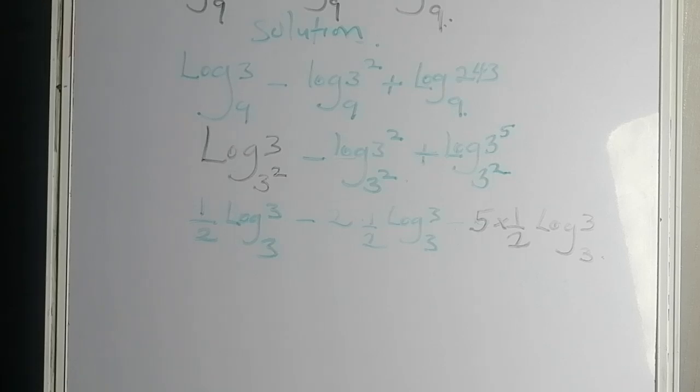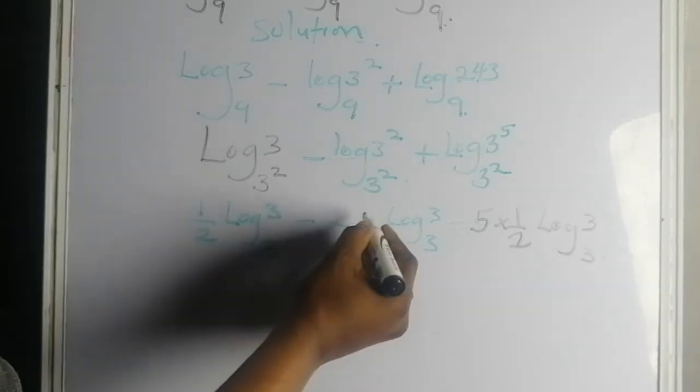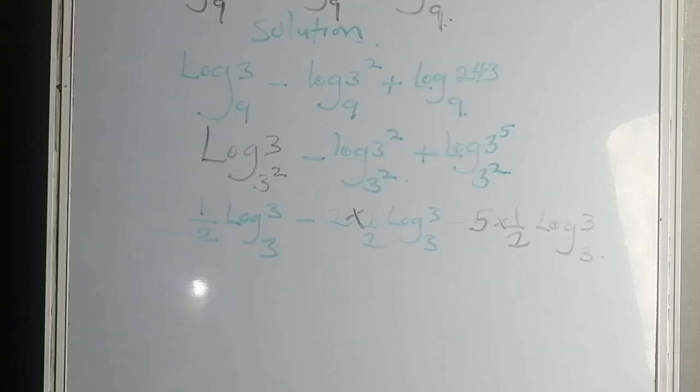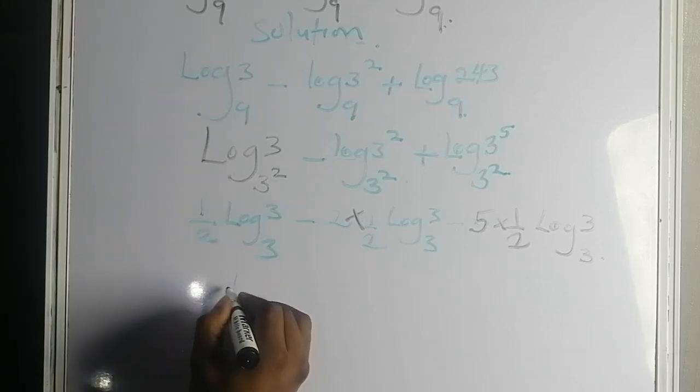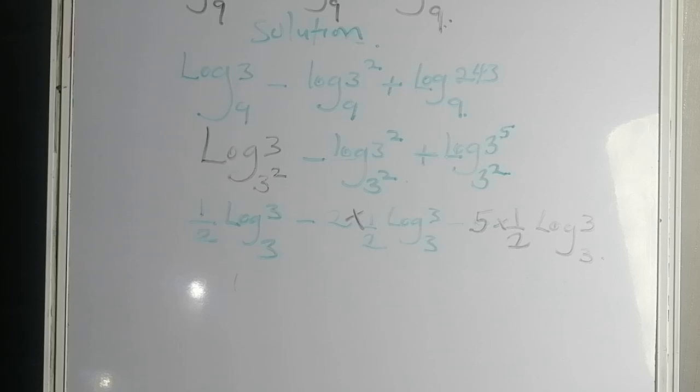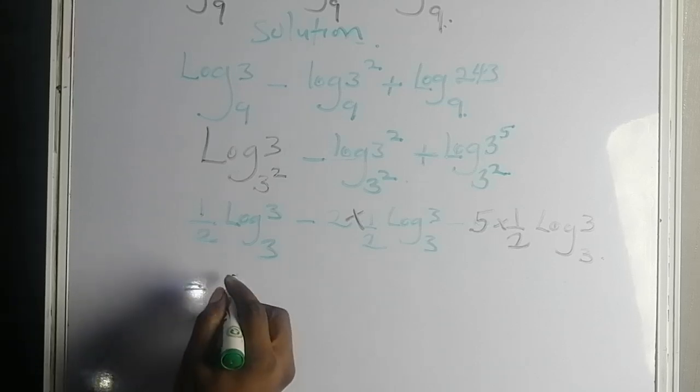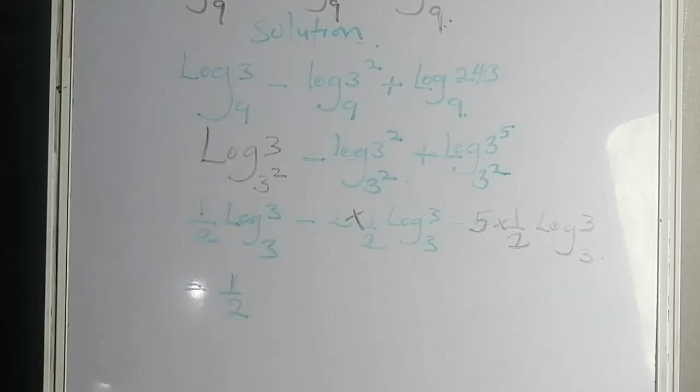Okay, I have log 3 to base 3. I have log 3 to base 3 to give me what? 1 at the end of the day. So now log 3 base 3 will give me 1. So this will be equals to half.